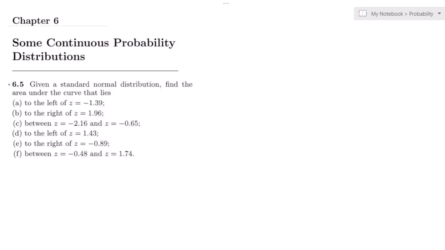Welcome back, guys. This is question 6.5, and from today we are going to start the normal distribution. So what is the normal distribution, and how do we proceed with it?